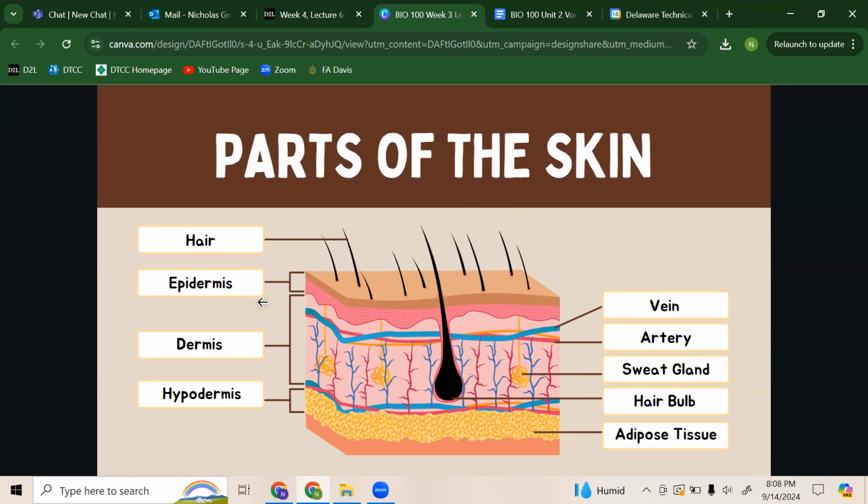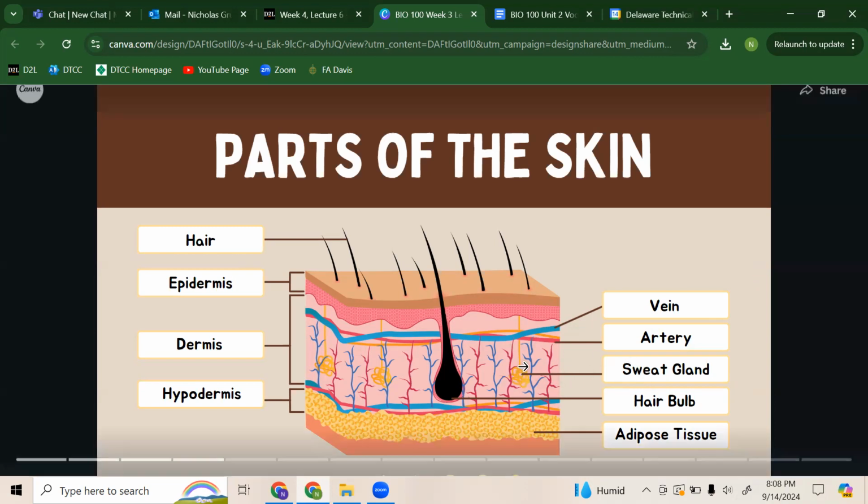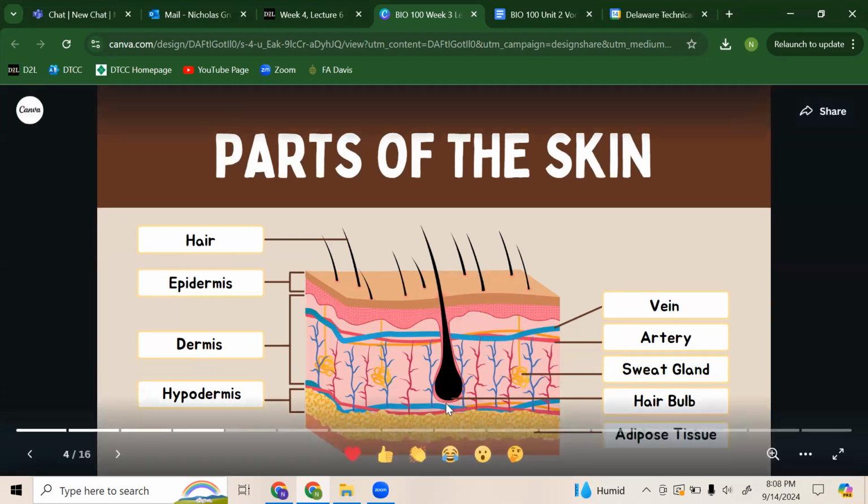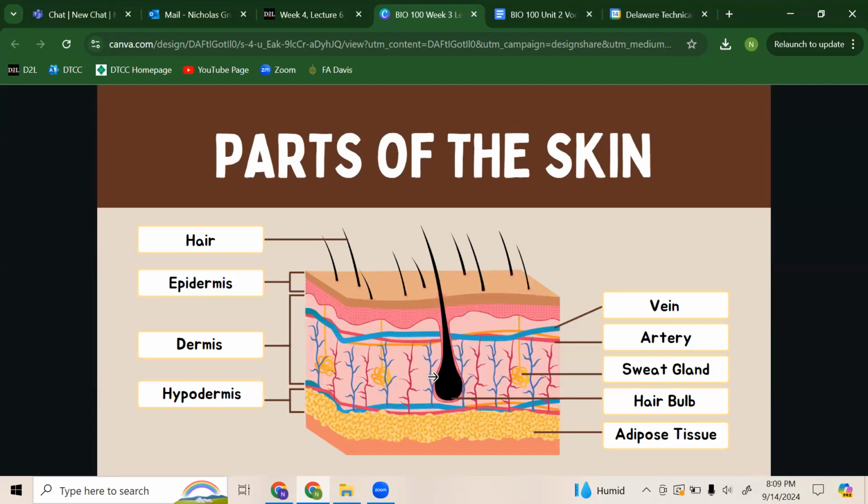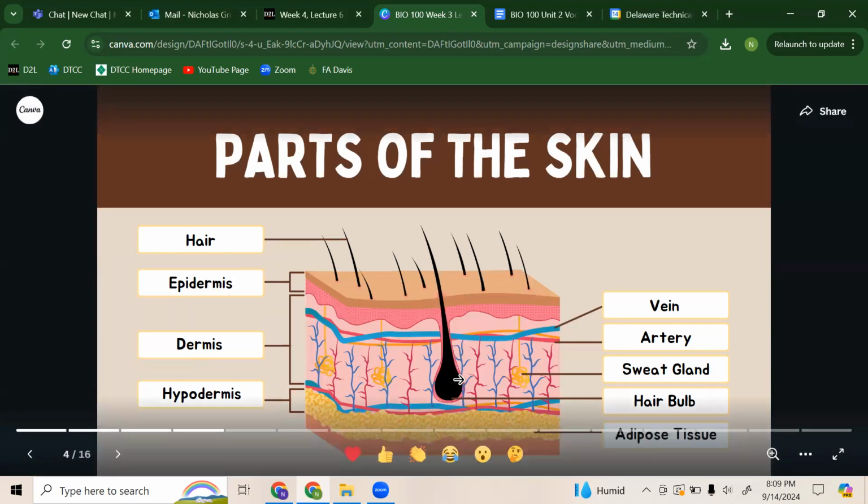So this is just a quick rundown of the different parts of the skin. You see we have two major layers that are considered the skin. We have our epidermis. This is that darker pink through here in this top portion of the skin. And then we have our dermis, which is a much thicker layer. You'll see our vein and artery, our blood supply, is in the dermis. We have our sweat glands down in the dermis. Our hair follicle, where our hair grows, is down in the dermis.